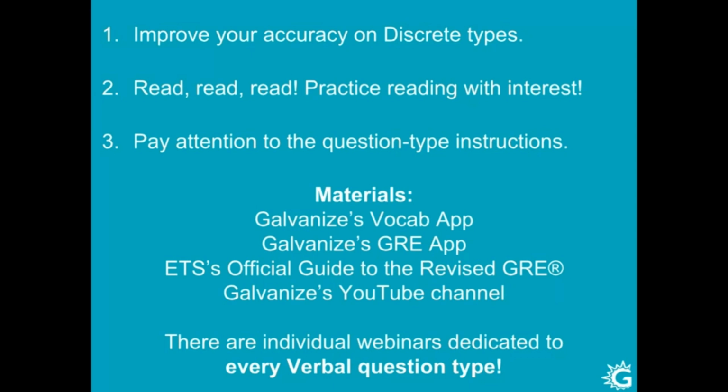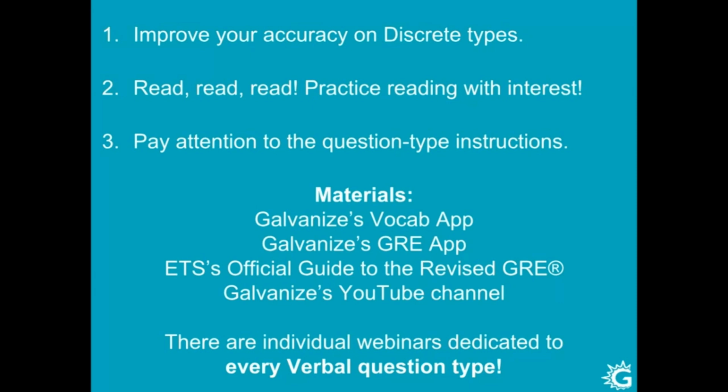Our recommended materials, I've already mentioned Galvanize's Vocab app for vocab building. We also have a free GRE app for you to access with a few hundred practice questions, both in Quant and in Verbal. That includes RCs, discrete types, everything. So please just give the app a shot. Go through some of the question types, and the app will also track your progress. It will give you a predicted score based on how many answers you get right. As I said, it's a free app, so it's definitely worth getting some extra practice on the go with you on your phone.